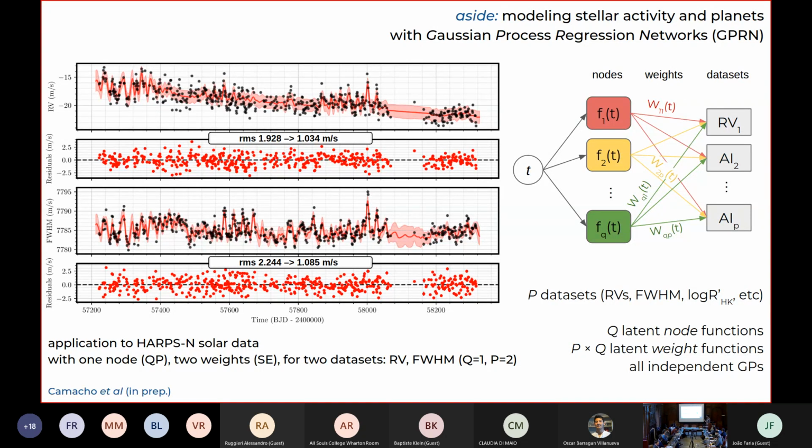And so here you see the basic idea. We have an input quantity, and then we have a number of nodes and weights, both of which are GPs, and they can have different covariances, different parameters, or they can be shared as well. And then the linear combination of these nodes and these weights provides, or tries to model, each of the activity indicators and the radial velocities at the same time. So we've had a bit of success with this model when applied to HARPS-North data.